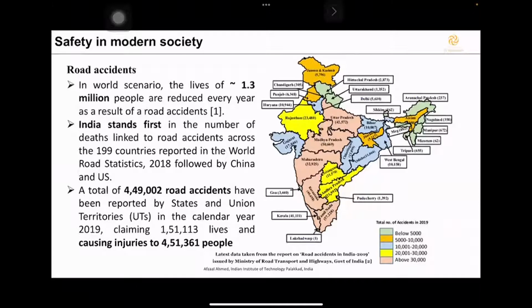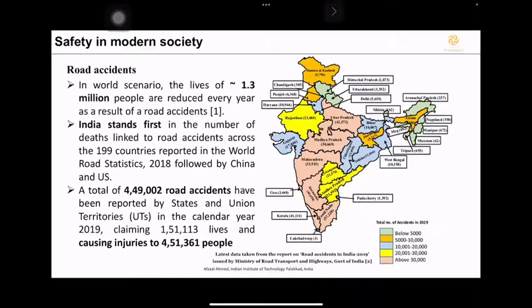This is the data taken from the road accidents report by WHO. 1.3 million people in the world lose their lives every year because of road accidents. India ranks first in the number of deaths linked to road accidents among all 199 countries, followed by China and the US.